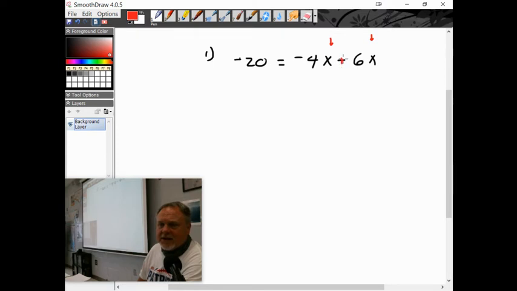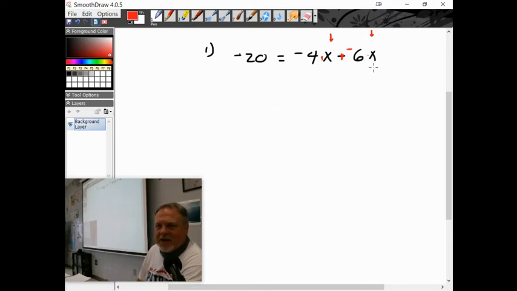Sometimes you like to switch them over to making addition problems out of everything, plus the negative, or you can leave it as subtract 6x. It doesn't matter. I like to make them all plus signs between them and change the sign. That way I know what I'm dealing with. I know that I have a negative 4 coefficient in front, and a negative 6 coefficient. So let's combine these like terms.